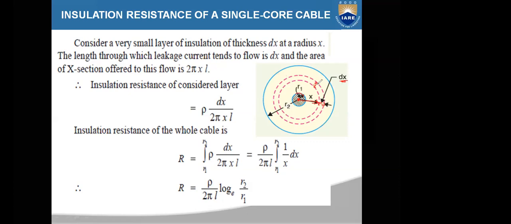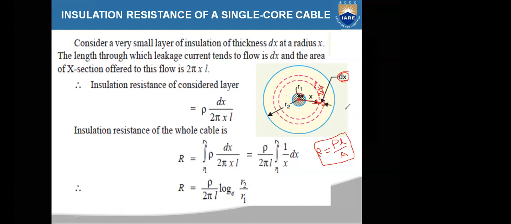To calculate the resistance, you know the general formula, which is rho L by A. This is the formula for calculating the resistance, right? So what is L here for this layer? You are going to consider a small layer having thickness dx. So the length will become dx.